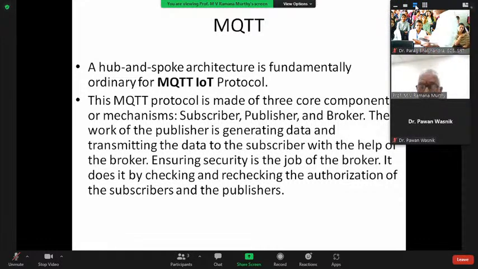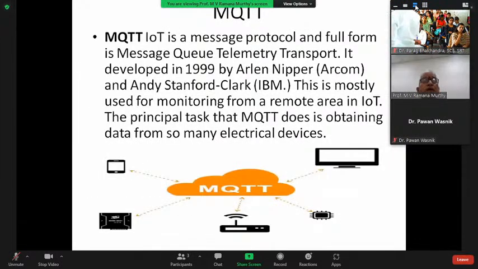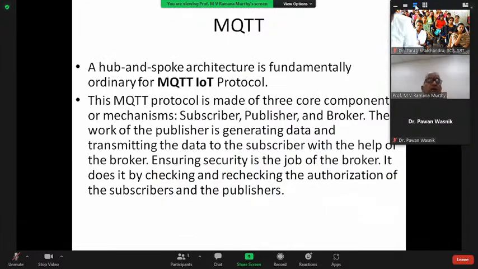MQTT is basically a message protocol. I said it is Message Queue Telemetry Transport protocol. So now, hub and spoke. The architecture adopted for the MQTT protocol is basically hub and spoke architecture. It is made of three core components. In this there is a subscriber, a publisher, and also one broker.